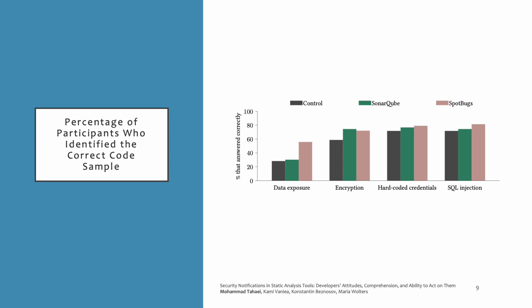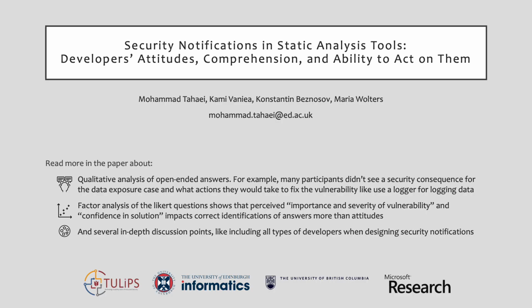Here is another plot that shows the percentage of participants who answered correctly in a specific vulnerability type. We only observed a significant difference between participants' ability to identify the correct fix in the data exposure case. And in other cases, we didn't observe a significant difference. So having a minimal notification compared to a full notification provided by a static analysis tool did not significantly increase participants' ability to identify the correct fix in 3 vulnerability types out of the 4 provided vulnerabilities.